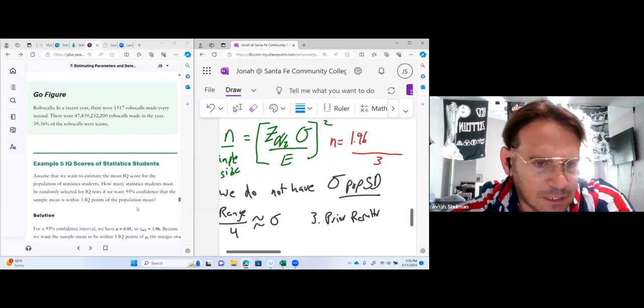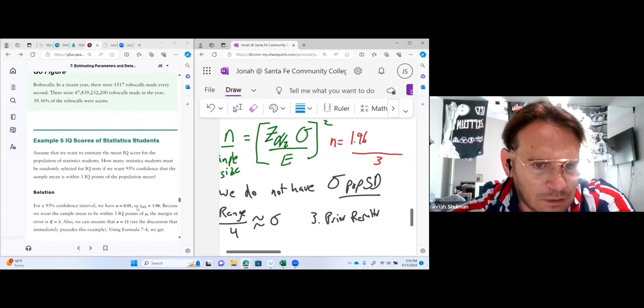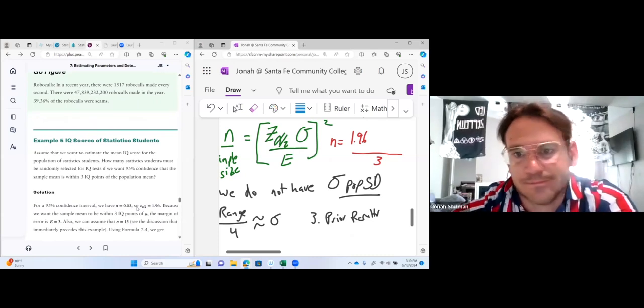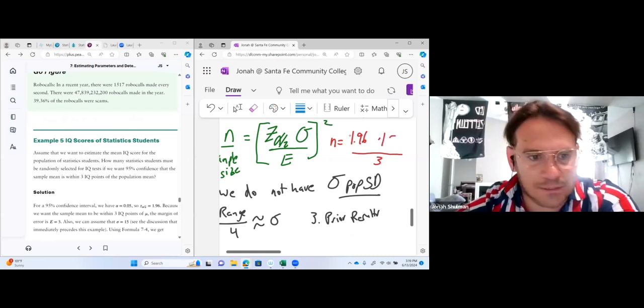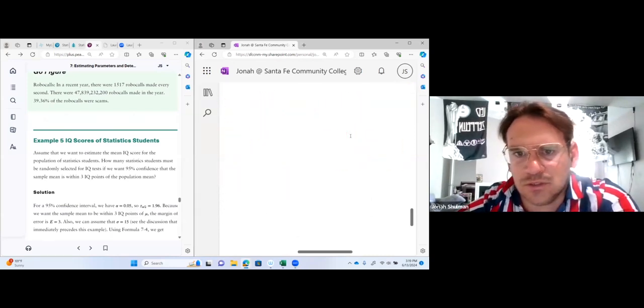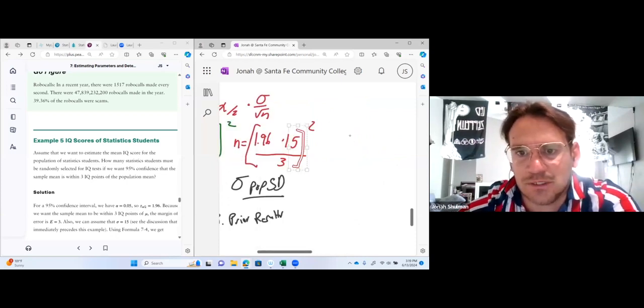And I don't have a standard deviation. Oh, we're just going to use that it's usually 15. That's kind of cheating, but I'm cool with that. We square the whole thing, as usual. As usual, I'm going to use Desmos for this.